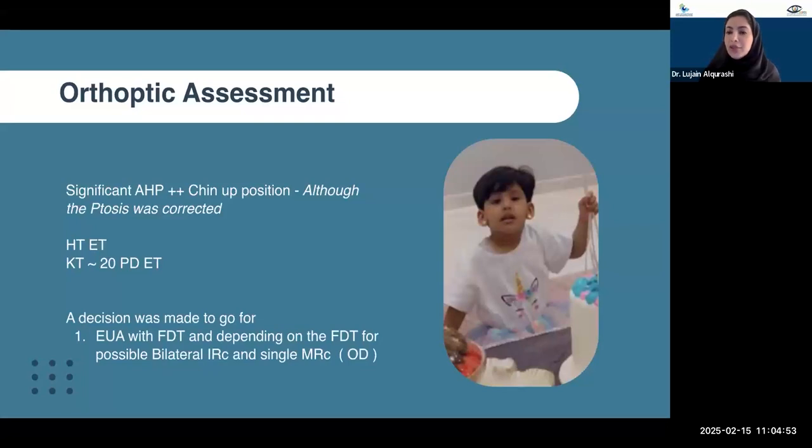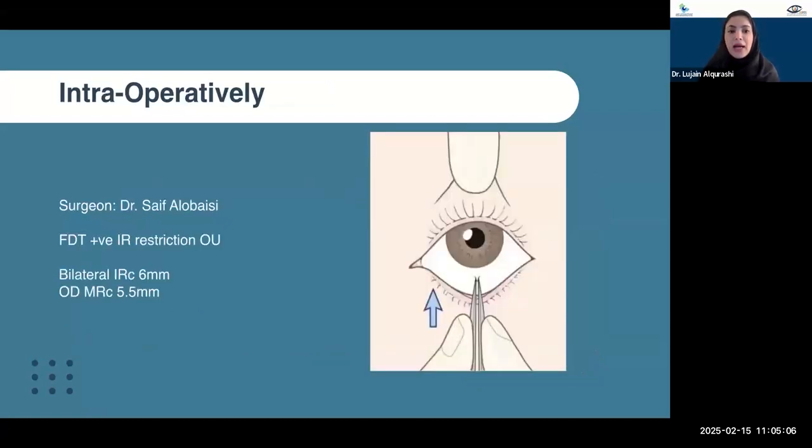So at that time, the decision was made to go for an EUA with a forced duction test, and depending on that, to go for a bilateral inferior rectus recession with a single medial rectus recession to correct her esotropia. The surgeon was Dr. Saif Al-Abbasi. Based on the results of the forced duction test, which showed significant restriction in the inferior rectus in both eyes, the plan was to go for a symmetrical inferior rectus recession to help the patient with her chin up position, and a single medial rectus recession for her esotropia.